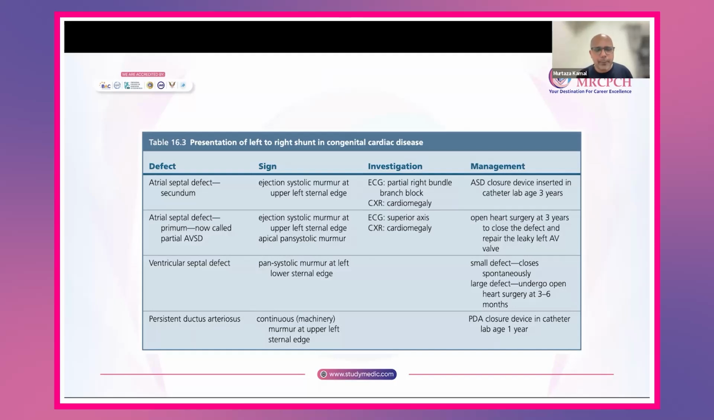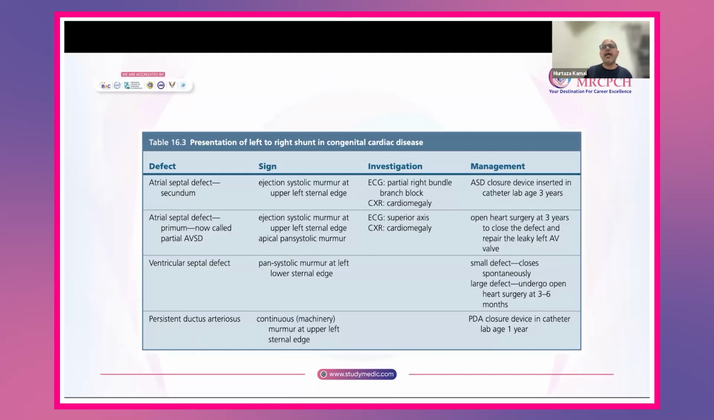In the case of a patent ductus arteriosus or a PDA, they will have a continuous murmur. Why do they produce a continuous murmur? The pressure in the aorta is 120 by 80. The pressure in the PA is 25 by 10. So in systole, there is a pressure difference of 120 minus 25. In diastole, there is a pressure difference of 80 minus 10. So throughout the cardiac cycle, both in systole and diastole, there is a pressure difference between the two great vessels. So you get a continuous or a machinery murmur.